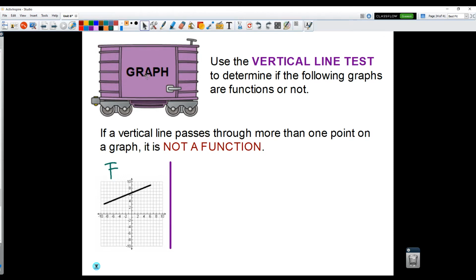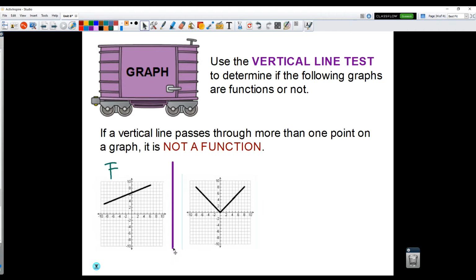Let's pick a different graph here, see what we get. Now I have this graph. This is called the absolute value graph. You'll learn that more in algebra. So I'm going to pass along this vertical line. Is this vertical line going to touch this graph in more than one spot? I am not seeing that it is passing through this in more than one spot. It's only hitting the graph at one point throughout the entire duration. So again, I'm going to say this is a function.